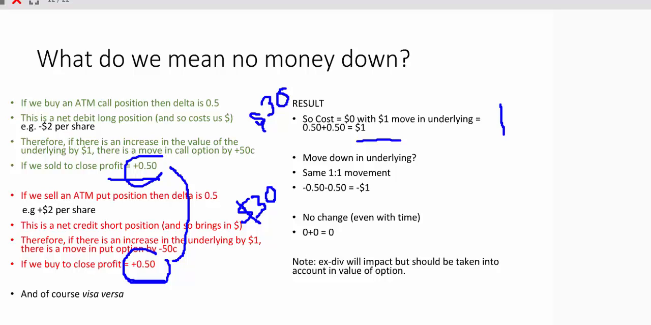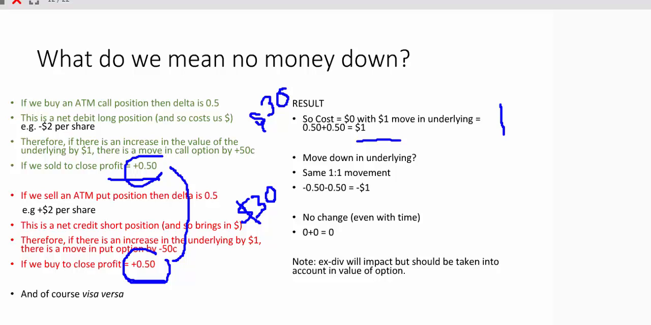Obviously, the flip side of that is if it does go down, then you also get a one-to-one movement. So the reverse is the case too, as it is with shares. And there's no change in this, theoretically, even with time. So if we bought something that was 9 months out, cost us nothing, then with 3 months to go, theoretically, it still will cost us nothing. Okay? The only change will be the change in the value of the underlying share.